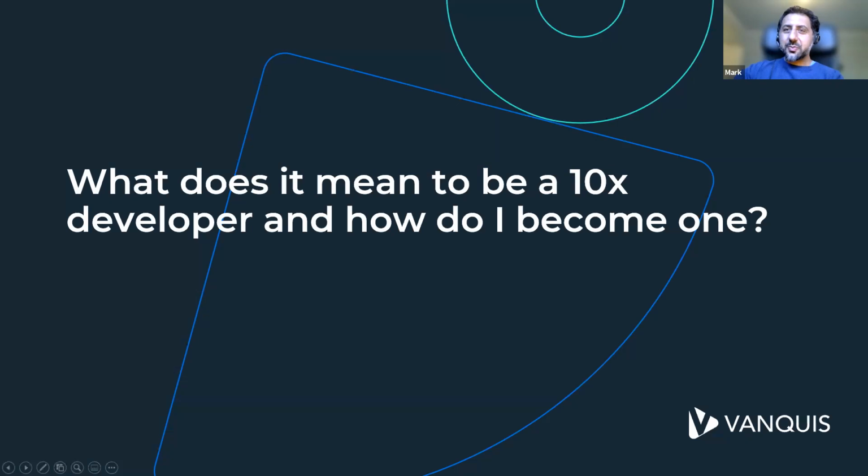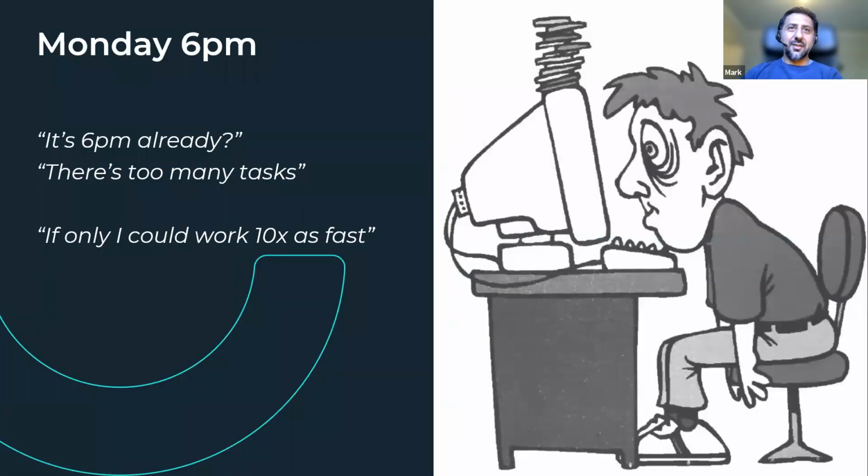So first of all, let's start with a little story about our friend Fred. So Fred is here 6 p.m. on a Monday in a different universe where there is no talk about 10x developers, because obviously he would be at that talk. So he's looking at the sprint board, he's looking at all the tasks he's got to do, and he's just thinking, wow, if only I could work 10 times the speed.